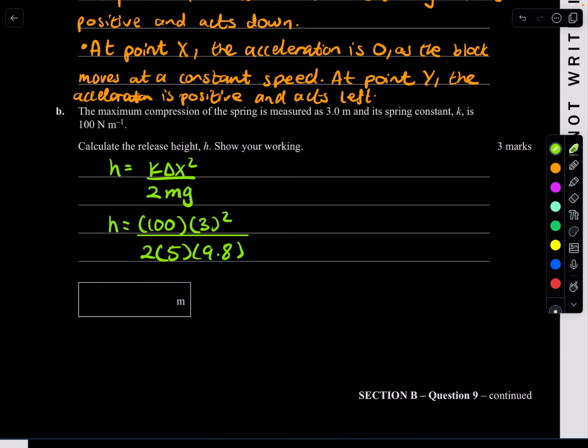So 100, 3 squared, 25, 9.8, and that gives me, to how many significant figures? We want 9.2 meters.